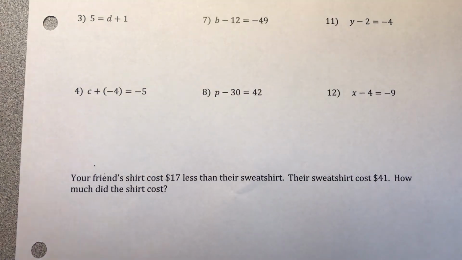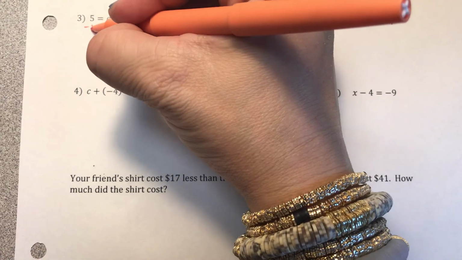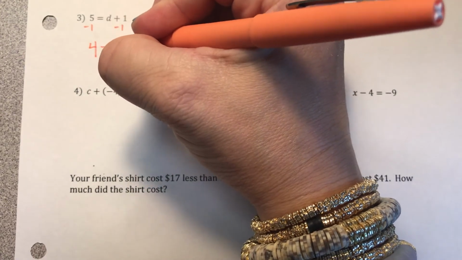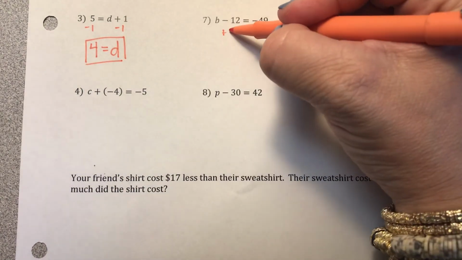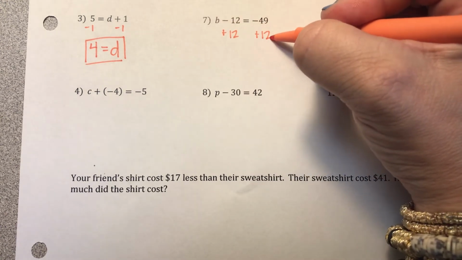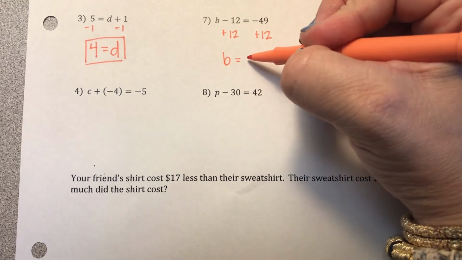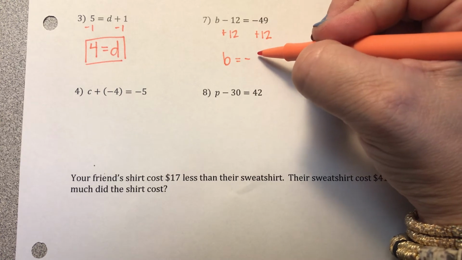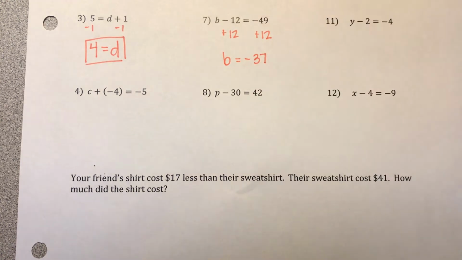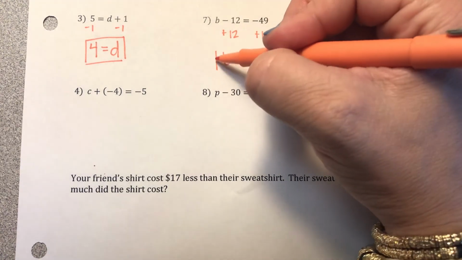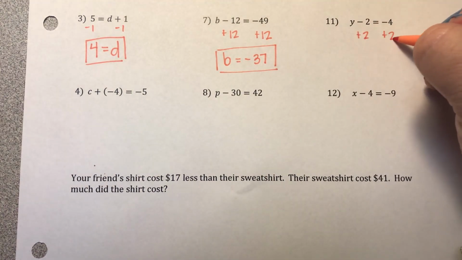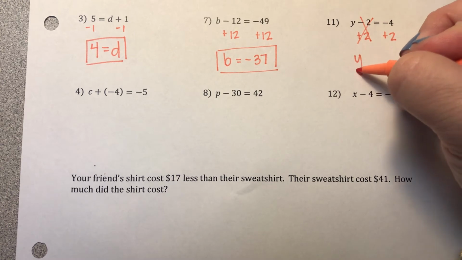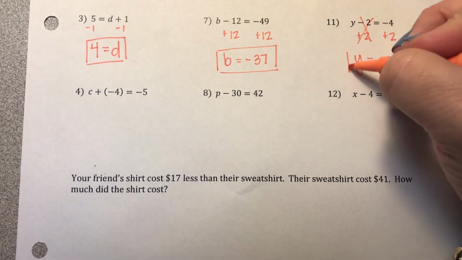On number 3, subtract 1, 4 equals d. On number 7, add 12, b equals negative 37. On number 11, add 2 to both sides, y equals negative 2.